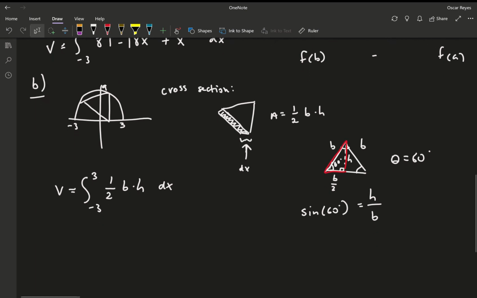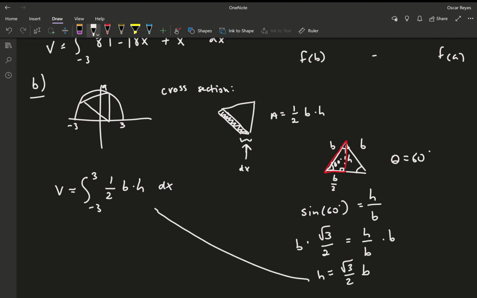So we should know what sine of 60 degrees is. That is square root of 3 over 2, equals h over b. So we solve this for h. We're going to multiply by b. So our h is equal to square root of 3 over 2 times b. So we can use this to plug it in here.